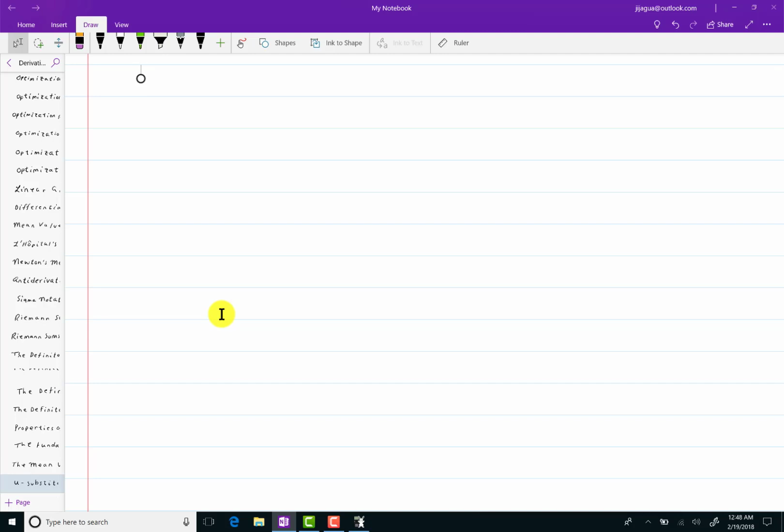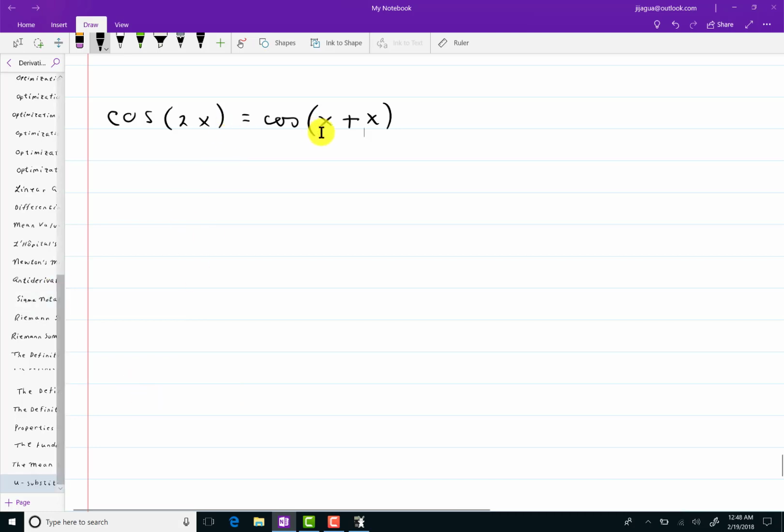A couple of trig identities that you should probably know. Let me remind you of this one, cosine of 2x. You may remember that there was a formula for a sum of two angles with cosine. And the way it worked was you did cosine of x times cosine of x. Now, with cosine, you didn't get a plus next, but you had a minus. And then you did sine of x times sine of x.